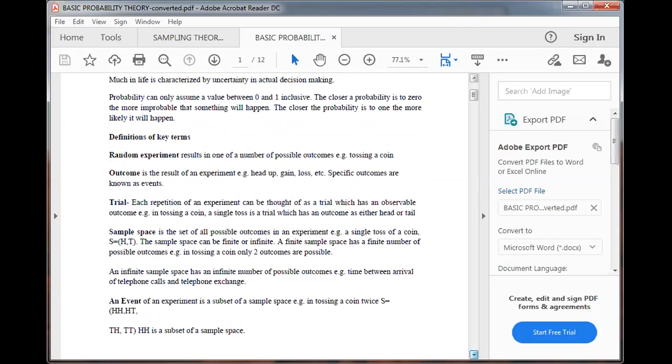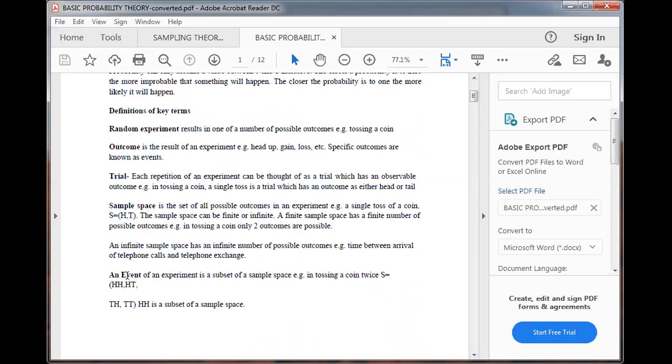Then we can talk about an event. An event of an experiment is actually a subset of the sample space. For example, in a match or a competition, it is either win, lose, or draw. If I take one of them, maybe a draw, then I'm having an event, a section or a portion of the sample space. If I had head-head, head-tail, tail-head, and tail-tail, and I take tail-tail, then it is an event out of the sample space.